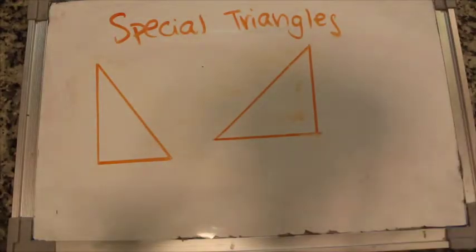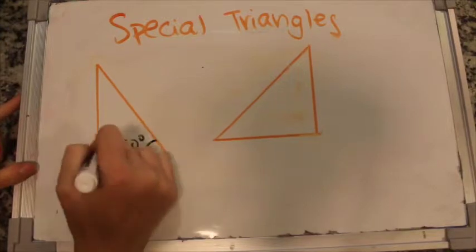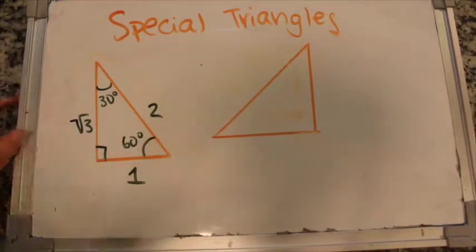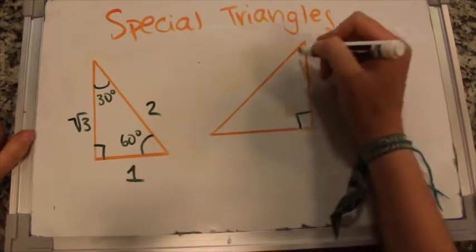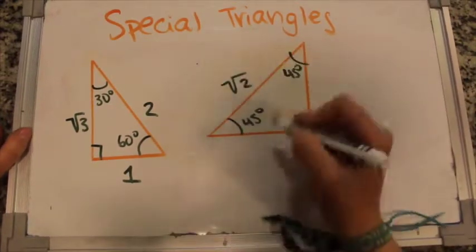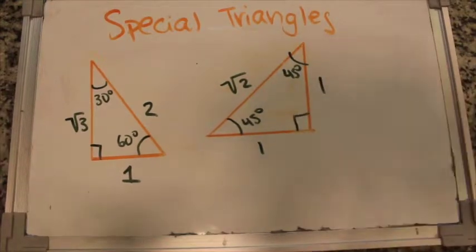Before we get started, there's some things we need to know. Some special triangles, for example. Number 1, it's a 30-60-90 triangle and it's being drawn. Number 2 is our 45-45-90 triangle and it's also being drawn right now. These will help us solve our equations.